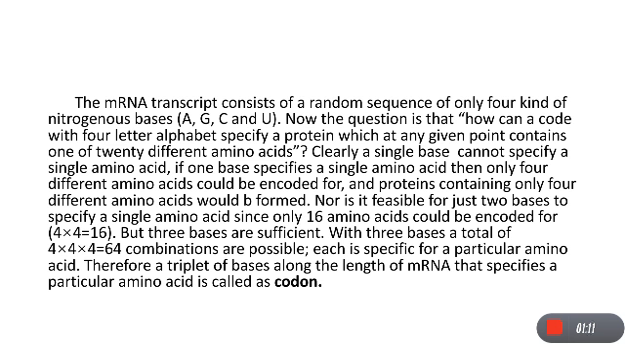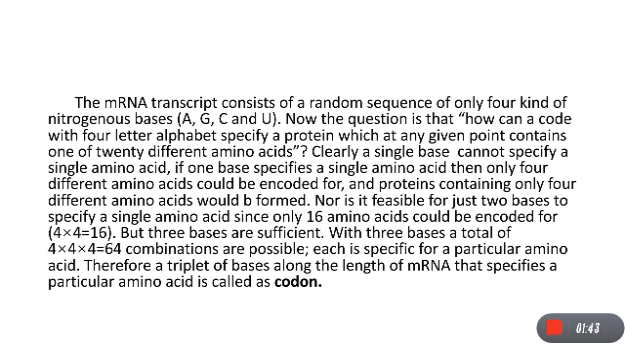Now, here the question arises: how can a code with a 4-letter alphabet specify a protein which at any given point contains one of the 20 different amino acids? Clearly, a single base cannot specify a single amino acid. If one base specified a single amino acid, then only 4 different amino acids could be encoded for, and proteins containing only 4 different amino acids would be formed.